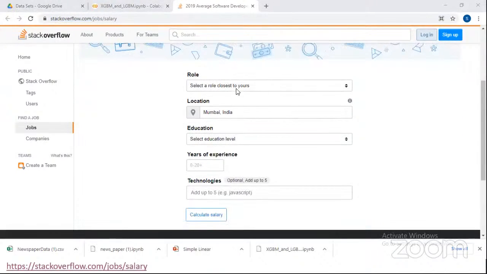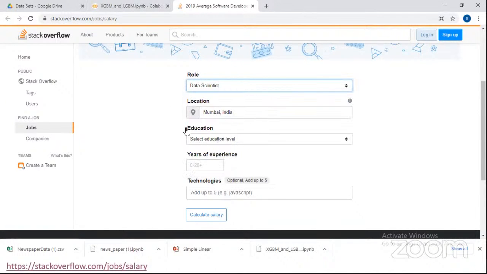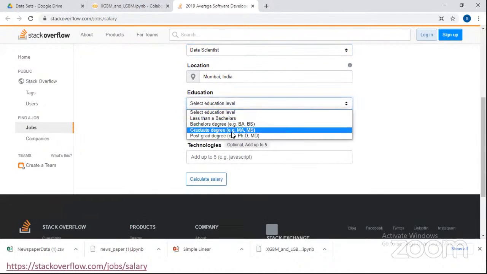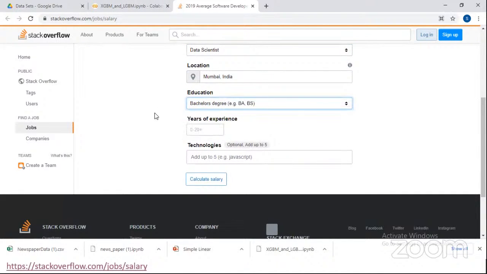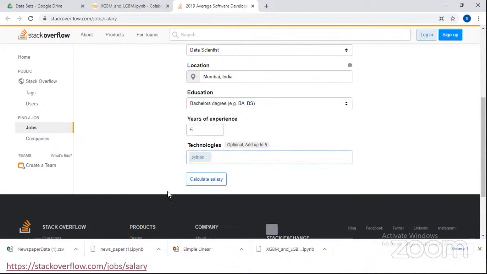Select a role close to yours. Let me select data scientist, and lives in Mumbai. Education, let me select a bachelor degree, for example. Years of experience, let me select 5 years. Technology, I'll go for Python. Now let us calculate salary.